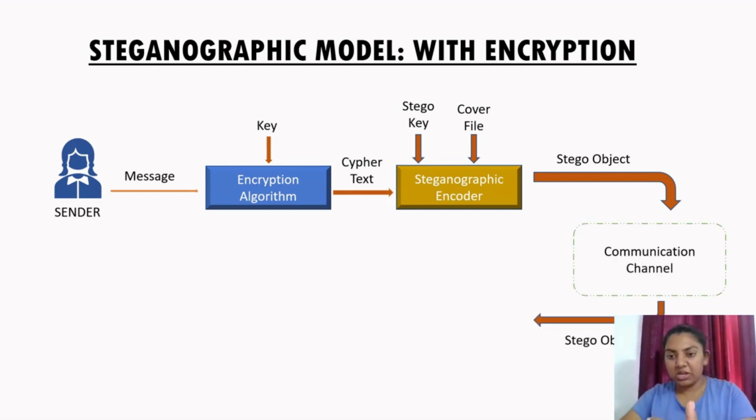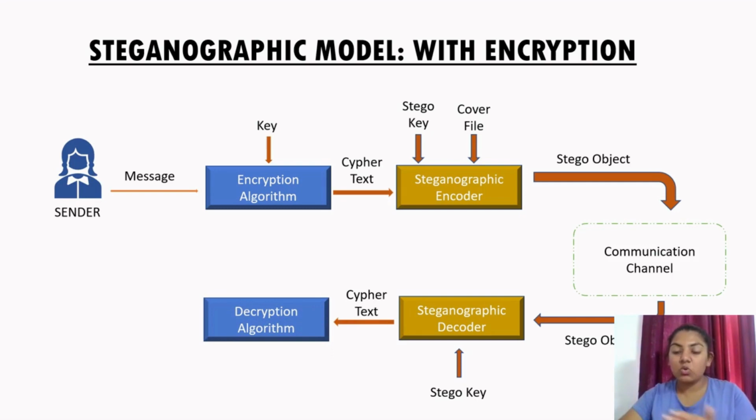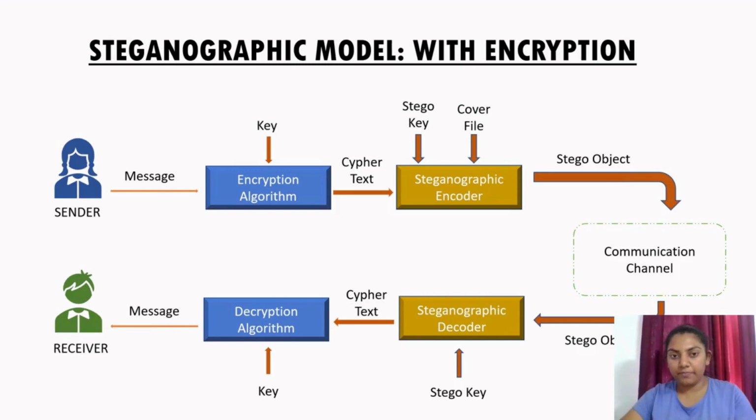That will go through a communication channel, and now if we want to send that to the receiver, the stego object will now go through a steganographic decoder where the message is taken out from the stego object, and that ciphertext is then sent to a decryption algorithm where the ciphertext is decrypted using the decryption key, and that message is being received by the receiver.